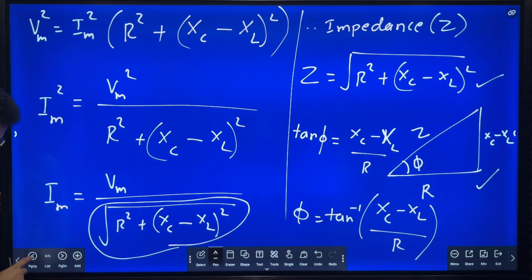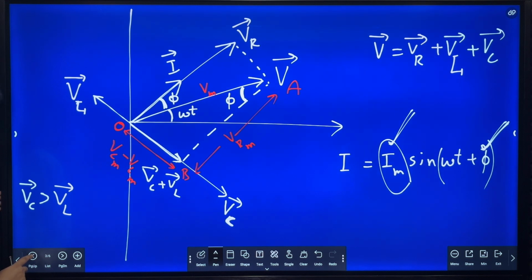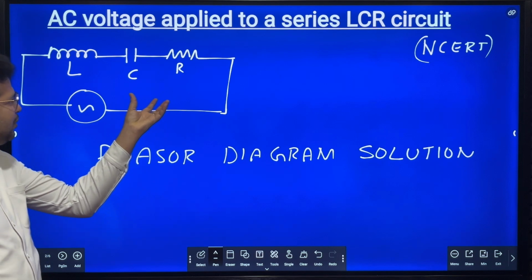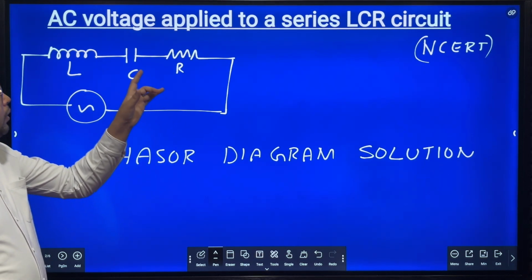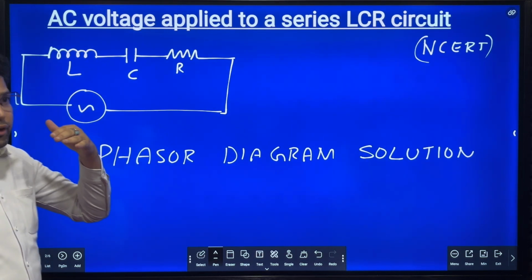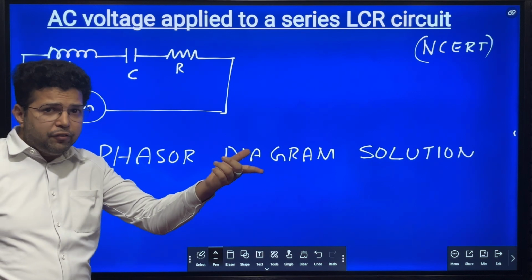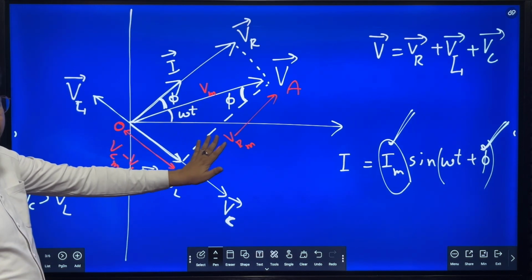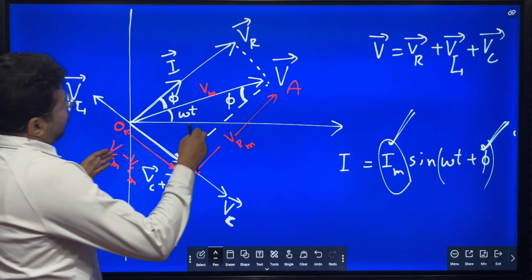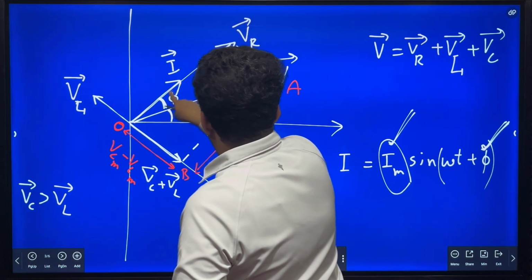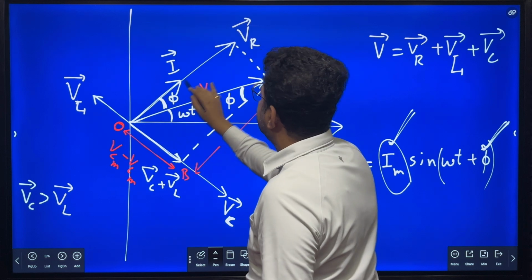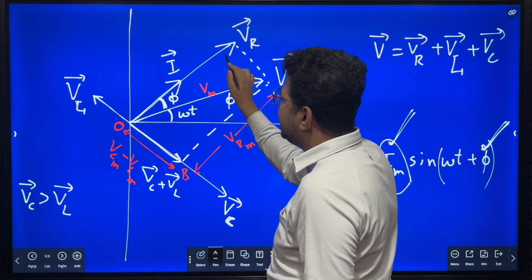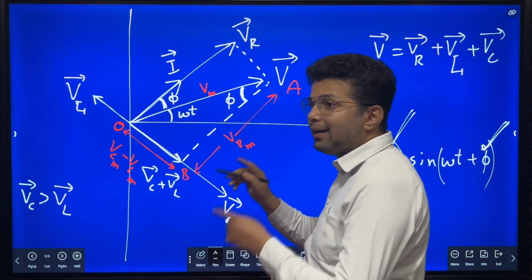So in this derivation you might have observed, this is the diagram. This diagram usually doesn't carry any marks, because we are deriving the equation for current. We are deriving Im and the phase difference using the phasor diagram. So this diagram is very important. Let me revise: this is the phasor of voltage across the resistor. In the case of a resistor, voltage and current are in phase.